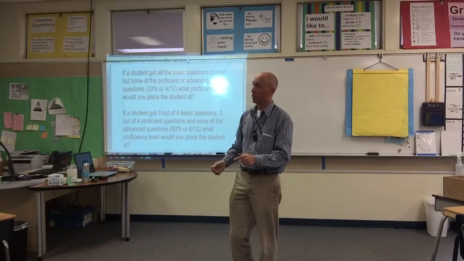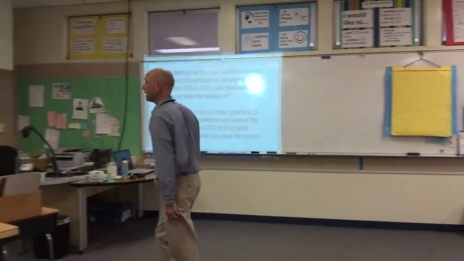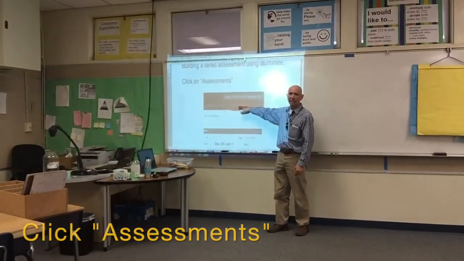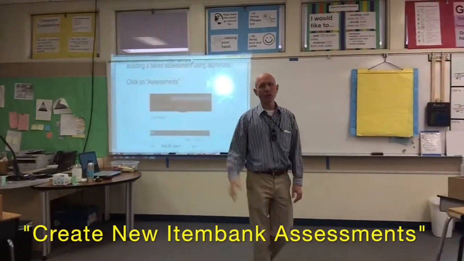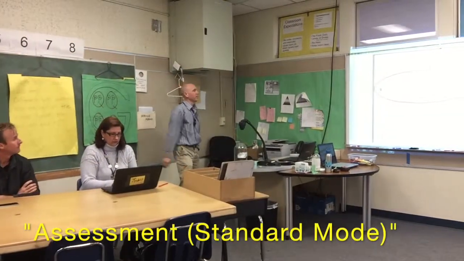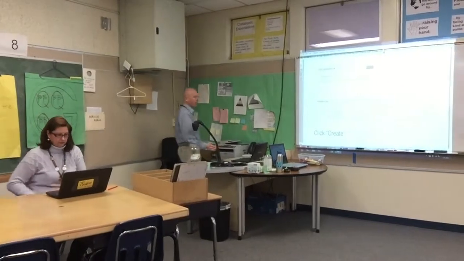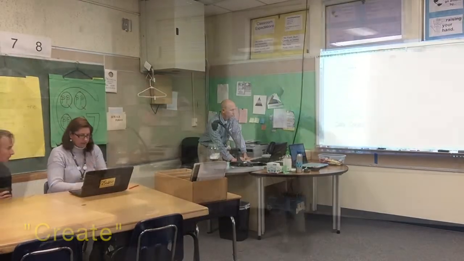Now I'm going to show you how to actually create this using Illuminate. So if you'll get into Illuminate, please. Up at the top is Assessments. Click on that. The document I shared has all these steps and screen captures. Click on Assessment Standard Mode. You're going to give it a name, and if you want to add tags, you can. The tags are optional. Click on Create once you've done that.